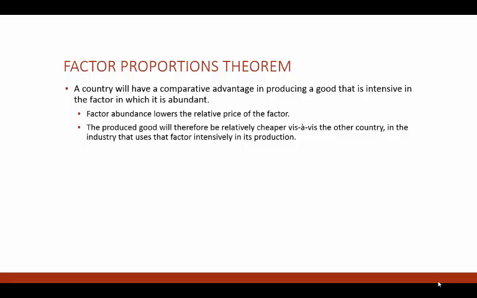This leads to the factor proportions theorem, which states that a country will have a comparative advantage in producing a good that is intensive in the factor in which it is abundant. The intuition for this is straightforward. The abundance of a factor lowers the relative price of that factor. It therefore becomes advantageous to produce more of the good that uses a lot of that factor in its production. That is, more of that good can be produced at a relatively cheaper rate compared to the other country. Hence, a comparative advantage in producing that good results.